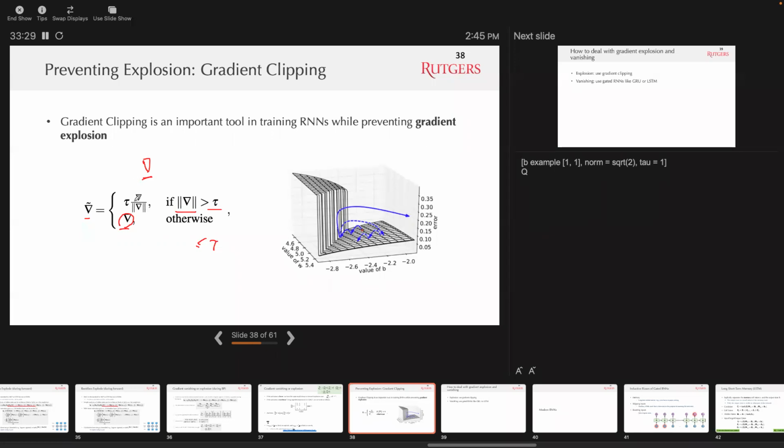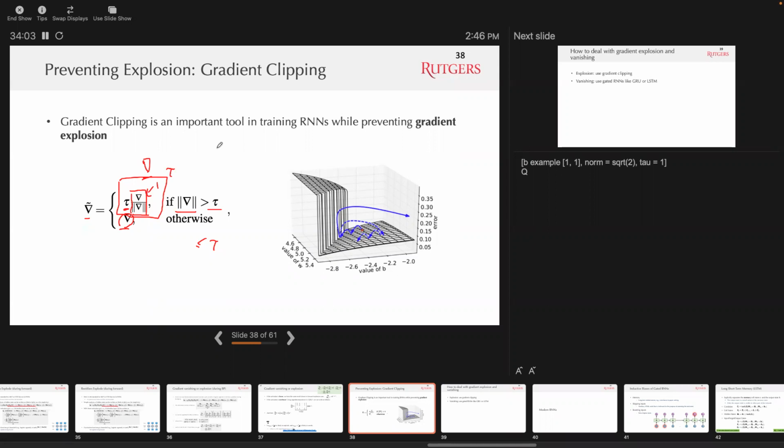First of all, you're going to divide this gradient by the L2 norm of this gradient. After doing this, the norm of this thing is going to be 1, because you already normalized it by dividing by its L2 norm. And then you're going to multiply by tau here. After you multiply by this tau, the norm of this whole thing is going to be tau.